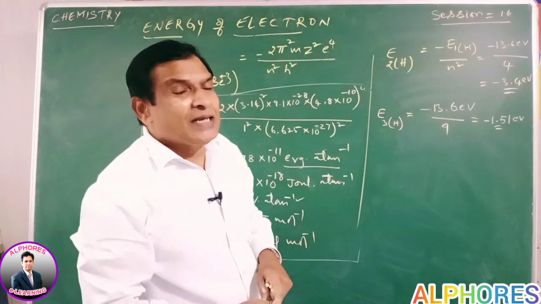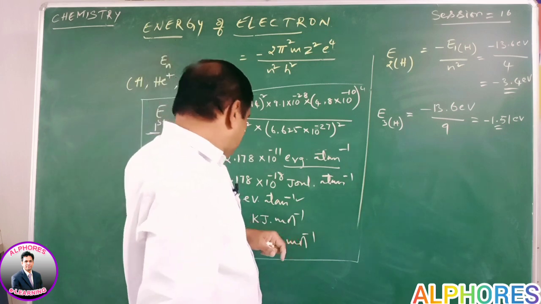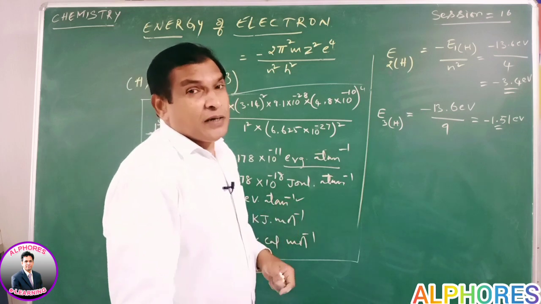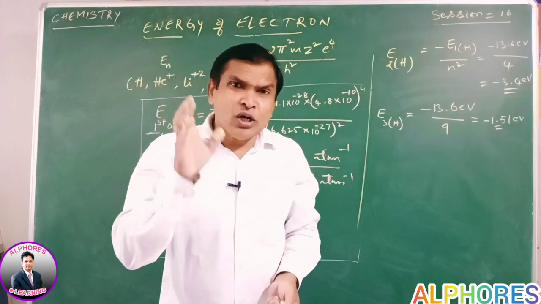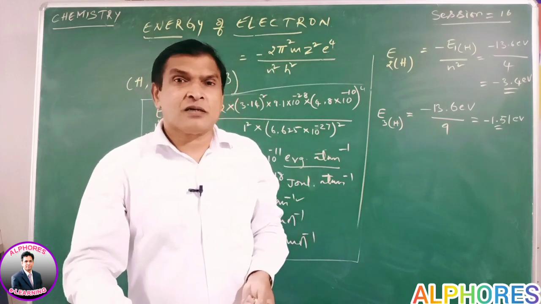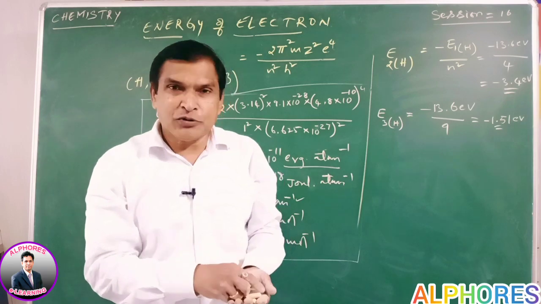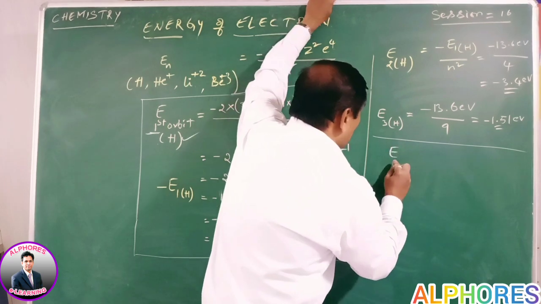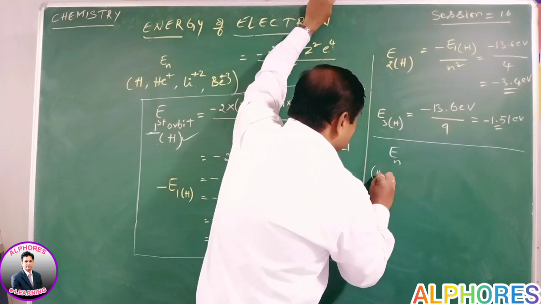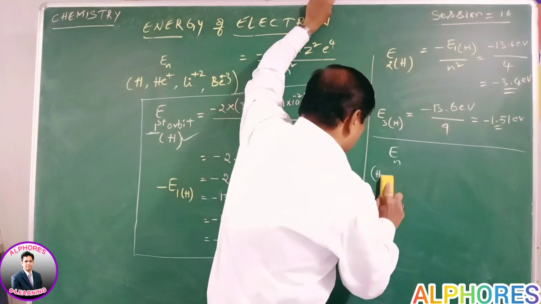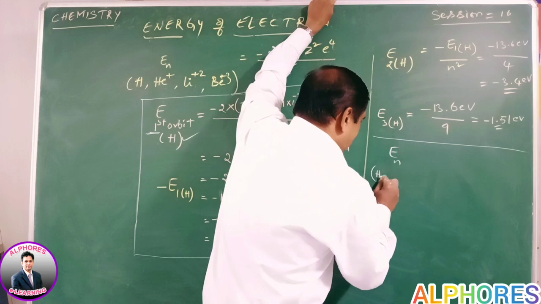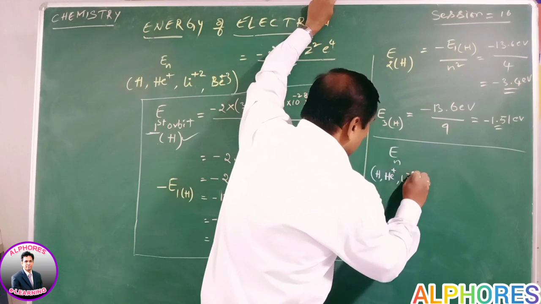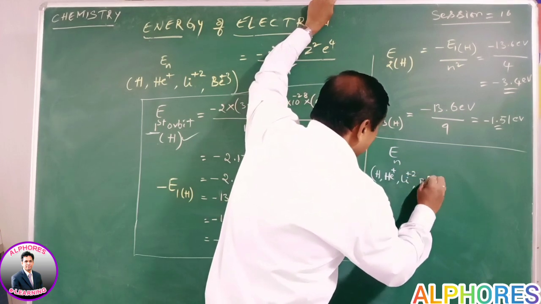Next, let us calculate the energy of the electron in the nth orbit of species containing one electron. We can calculate the energy of the electron in the nth orbit of species like hydrogen atom, which contain one electron. It may be hydrogen atom, or it may be helium plus, He plus, or it may be lithium 2 plus, or it may be beryllium 3 plus.